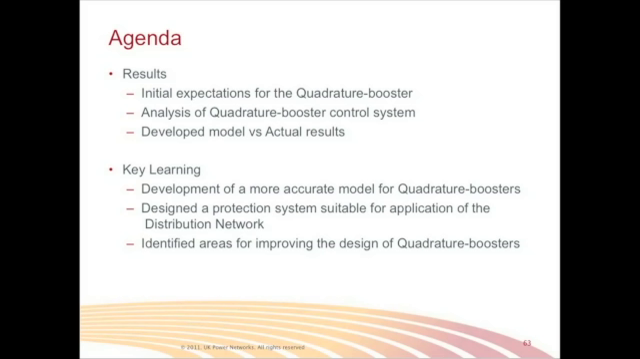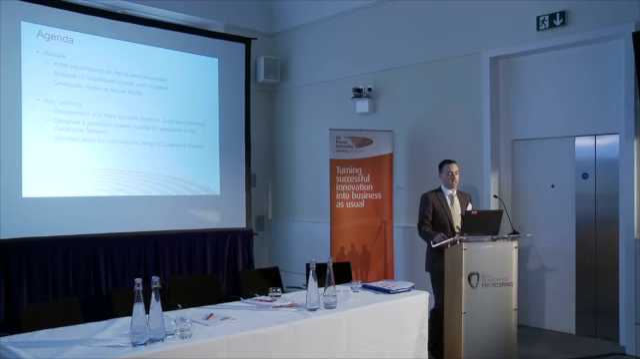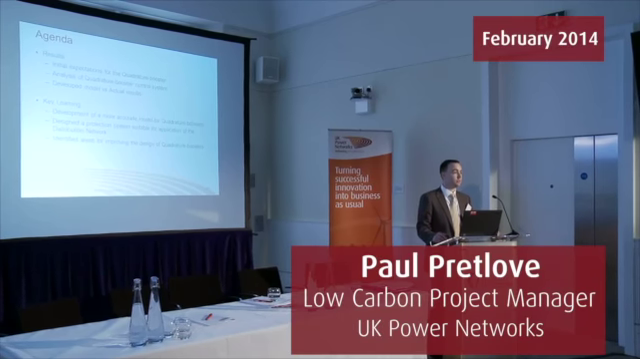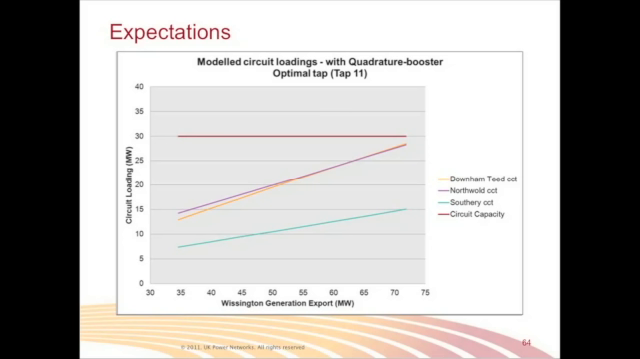So what I would like to talk about is to recap on our initial expectations for the quad booster. I've got an example of some analysis we have on the quad booster control system, and I'll also compare our model against what some of the initial results would indicate that we're getting from site. Then I'll recap the key learning points from today: the things that we got wrong, things that we suggest for future deployments, etc.